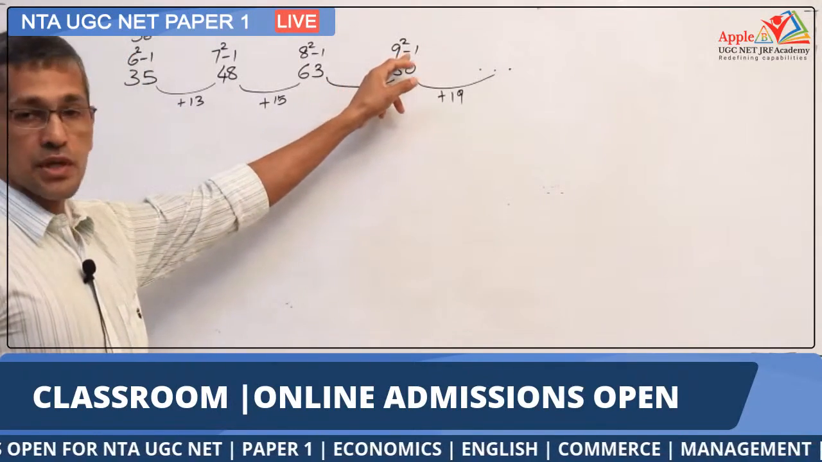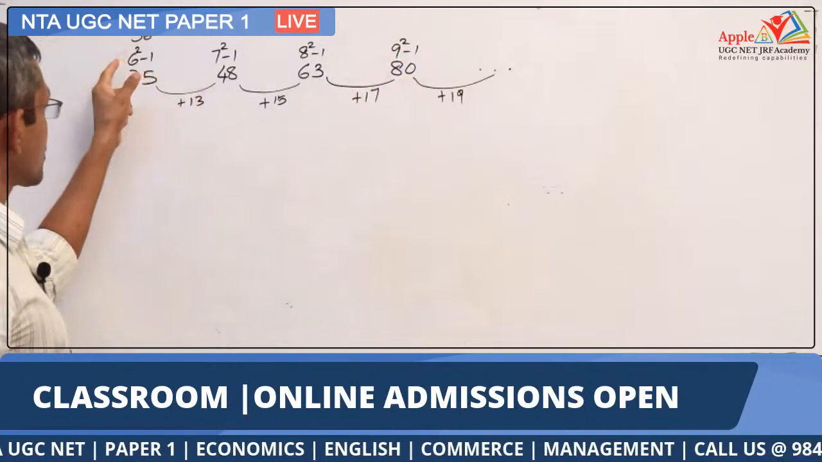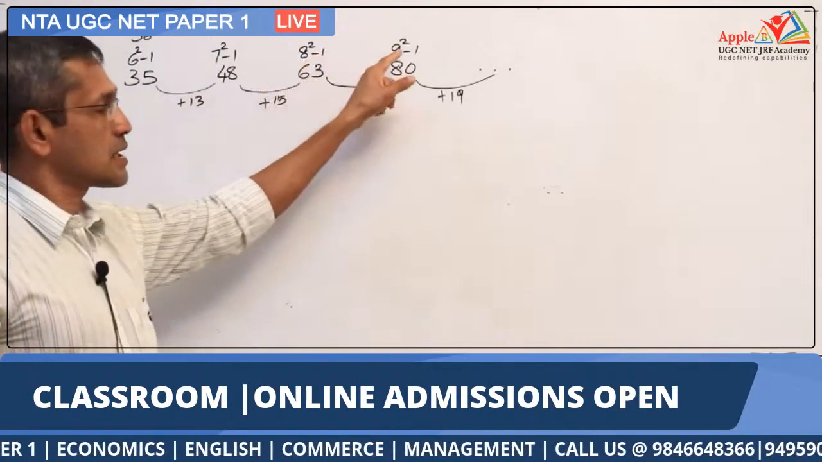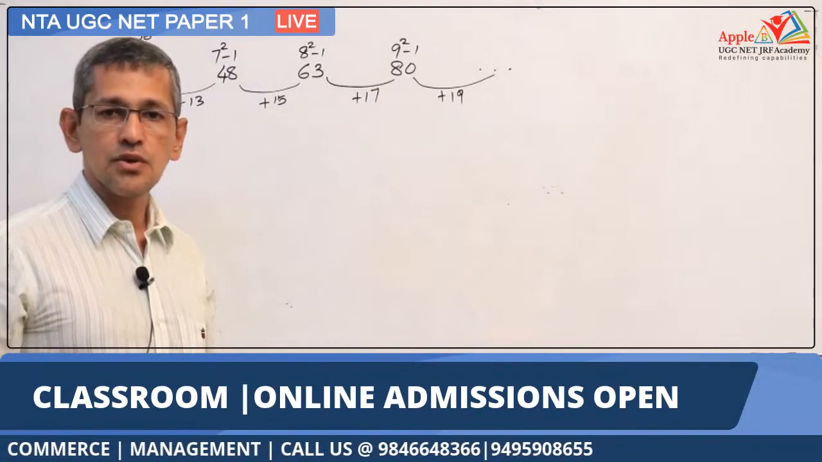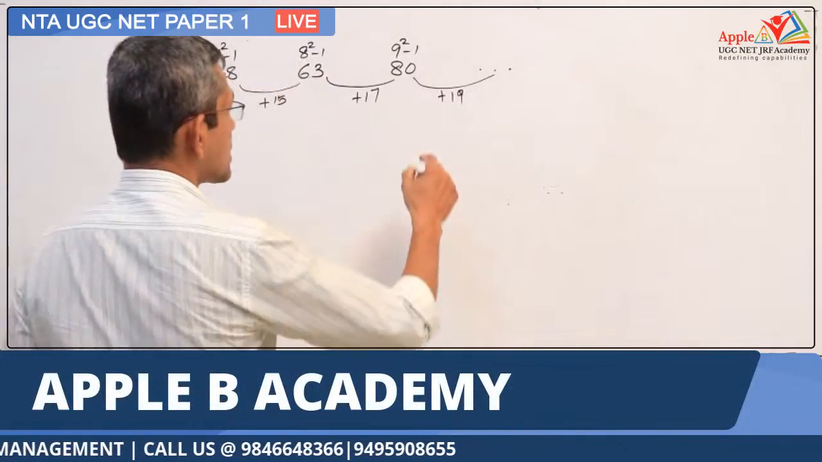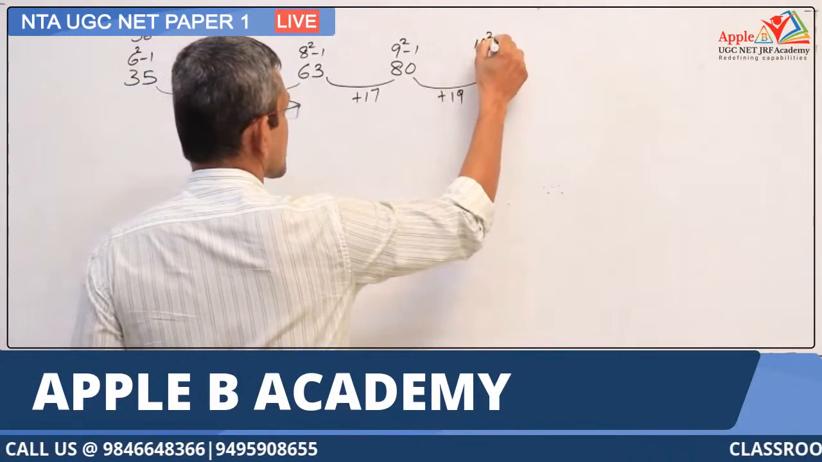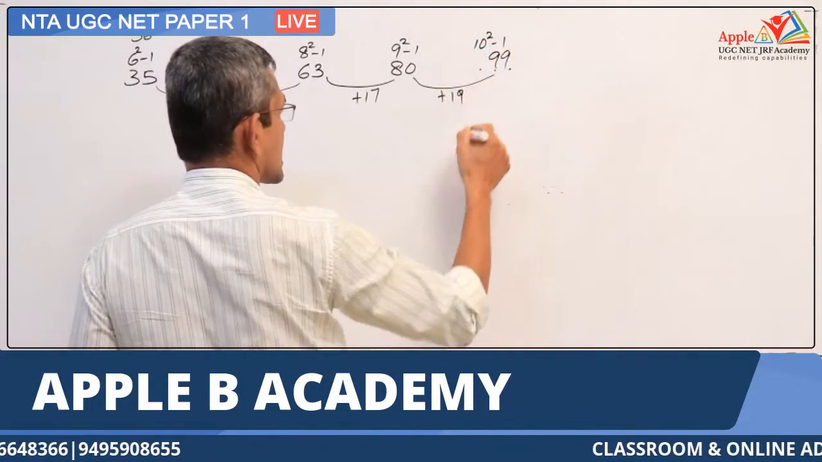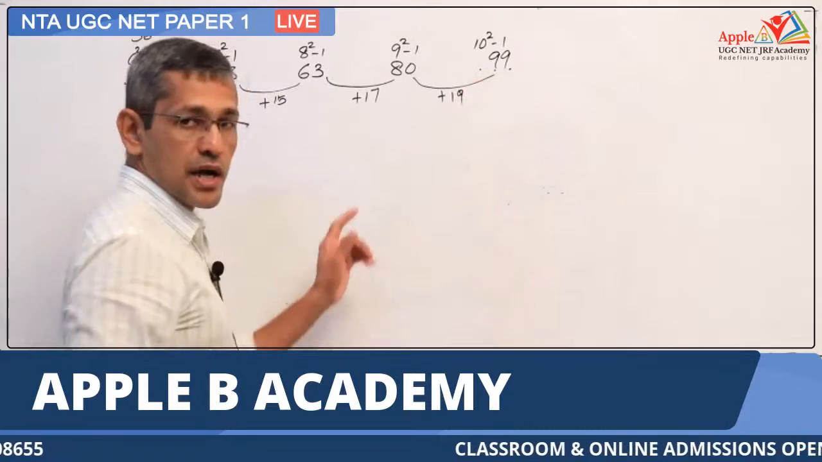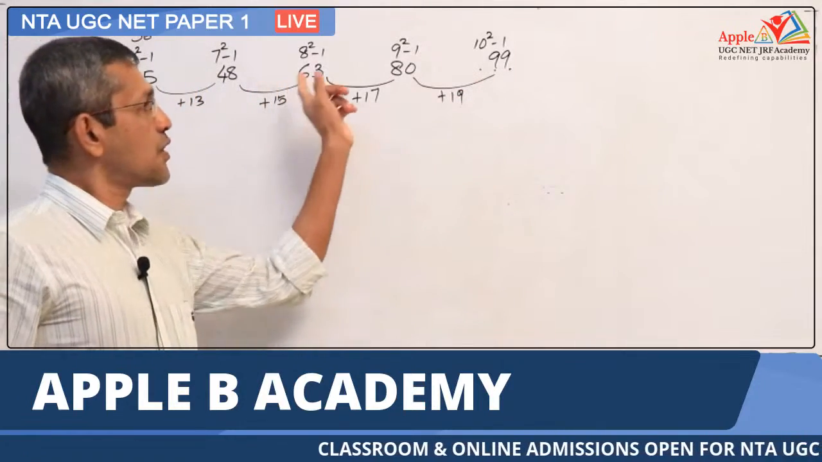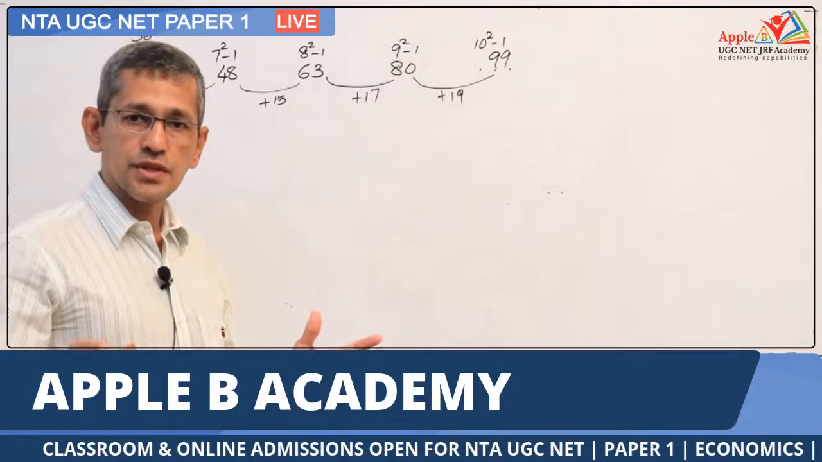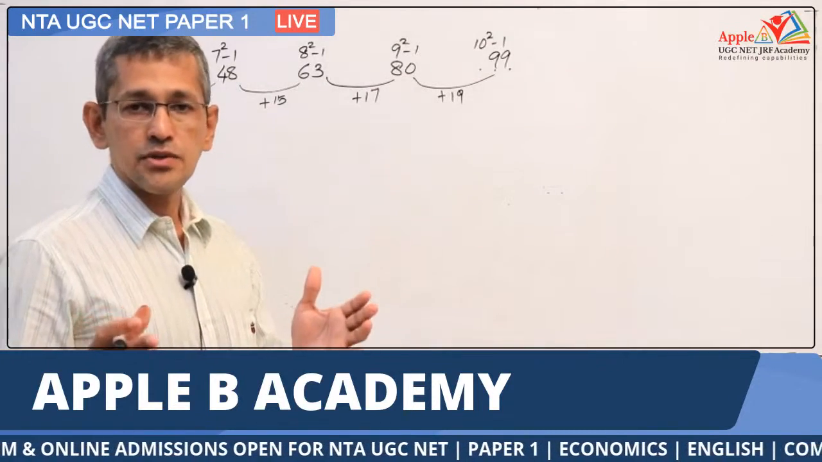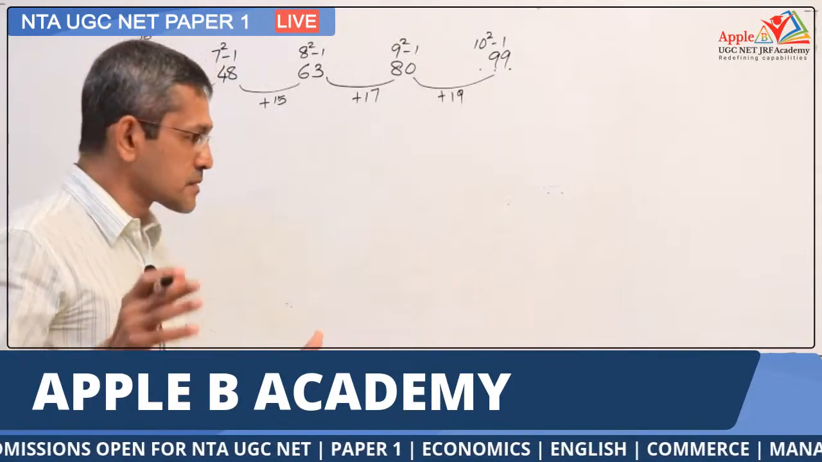So up to here, we have 6 square minus 1, 7 square, 8 square, 9 square. Next one must be 10 square minus 1. Everybody knows that 10 square is 100. So 100 minus 1, 99. The answer is 99. Doesn't matter either way you try, either you take the differences or you go with the squares pattern, you'll get the same answer. But some of the questions, especially if it is 3-digit numbers, I'll give you an example.